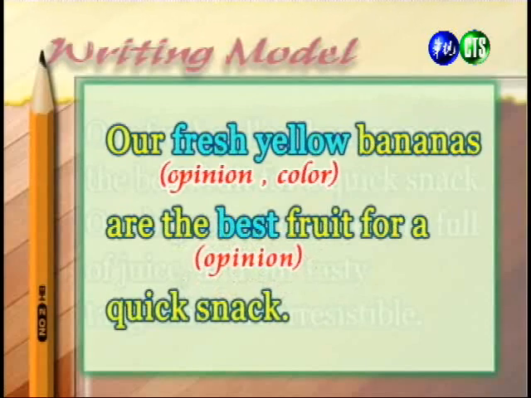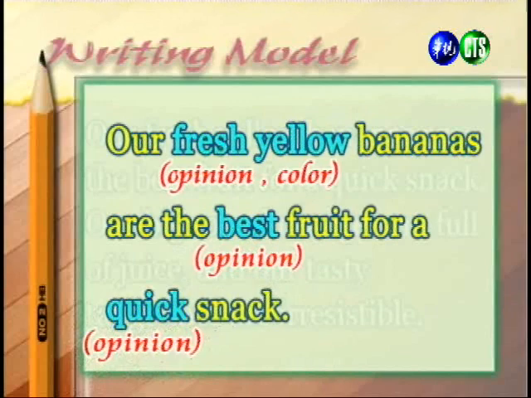We also have the words best fruit. Best is an opinion adjective. We also have quick snack. Quick is another opinion adjective. In this example, we have many different adjectives, but they're spread out through the sentence. They're not all in one list before the word banana.